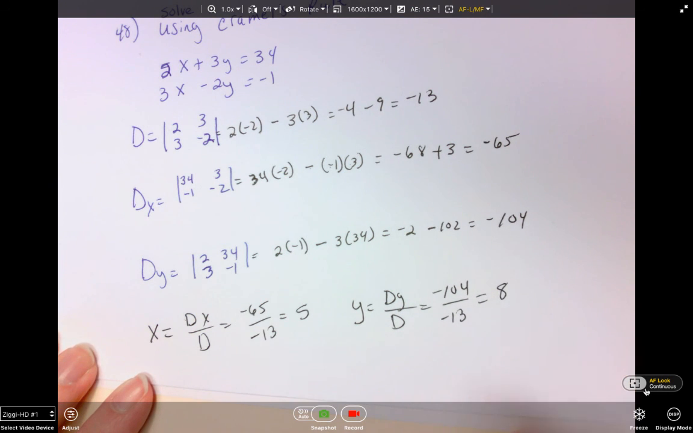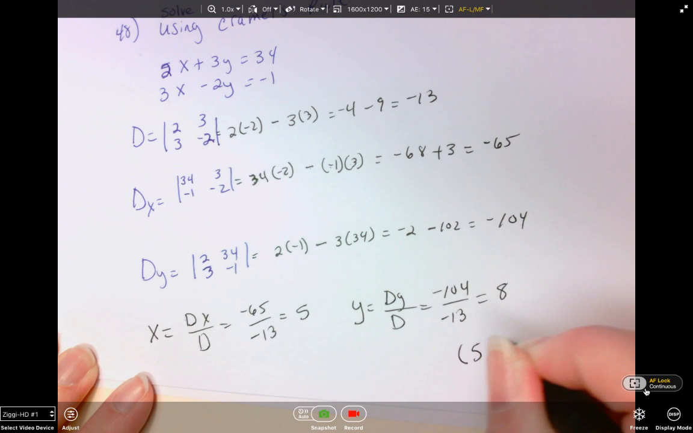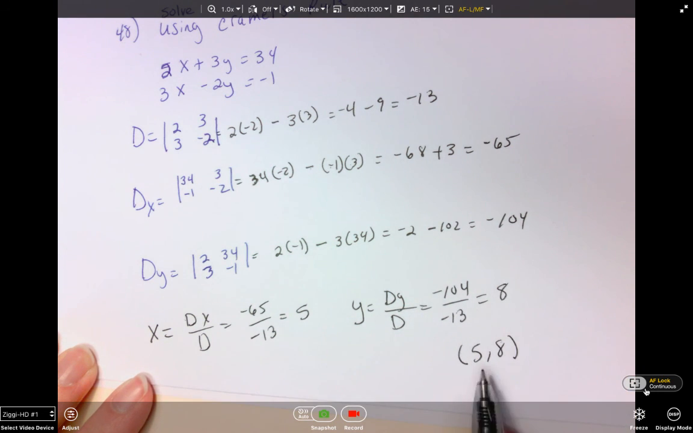So our answer is actually an ordered pair. We have an x and a y value, so it's going to be 5, 8. And that will be your answer.